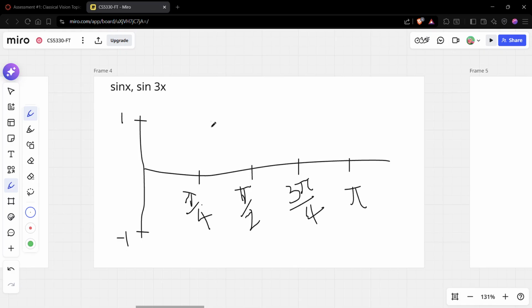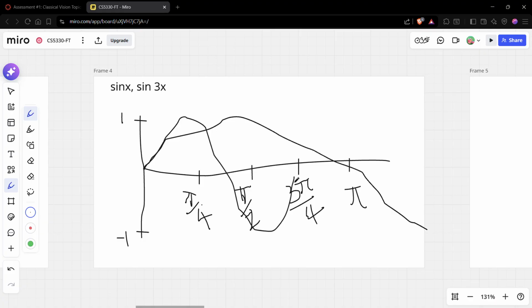So I take two random functions, for example, sine 3x and sine x. And if I had to plot both of these functions, the sine x function will look something like this. It approaches 1, and then it approaches -1 at 2 pi. And the sine 3x function approaches 1 at pi by 4, I guess, and then it approaches -1 right here. So this is how the graph of the sine 3x function will look like.